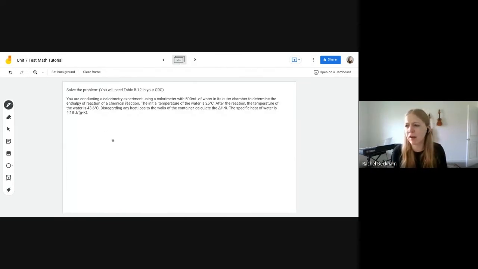And last but not least, we have this problem here. It also is asking us here to find the delta HR. So you would think it's the same kind of equation we've done before, but if you notice, it doesn't give us an equation this time.